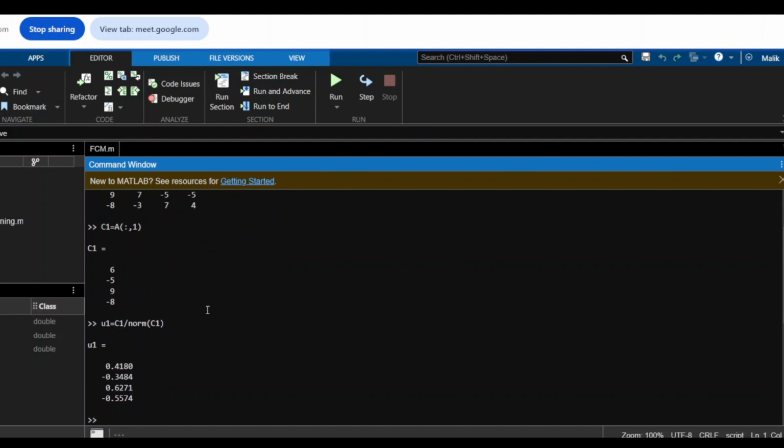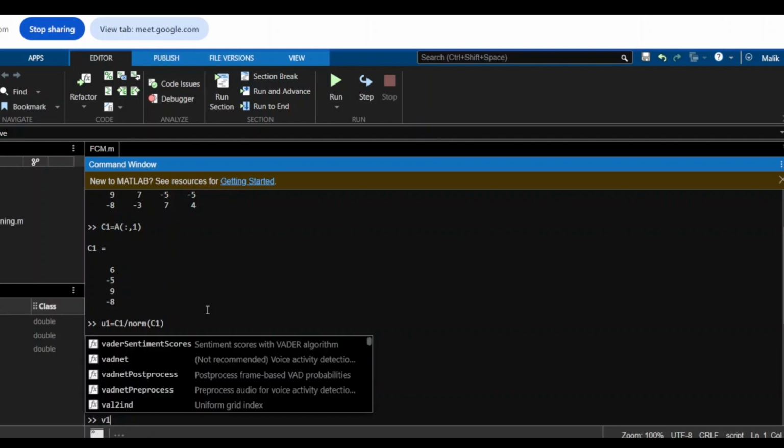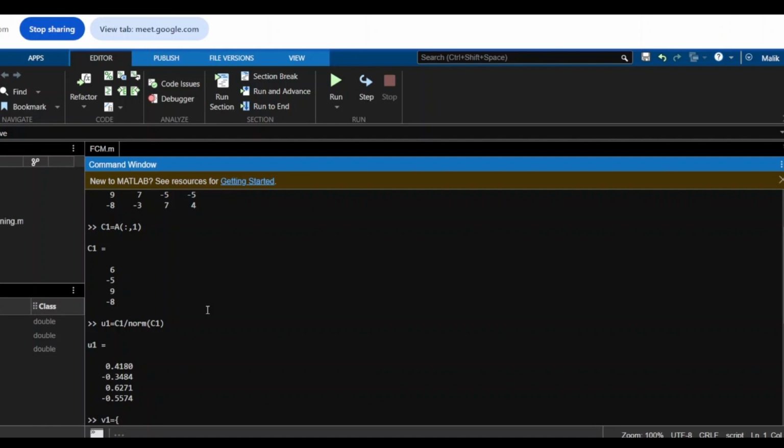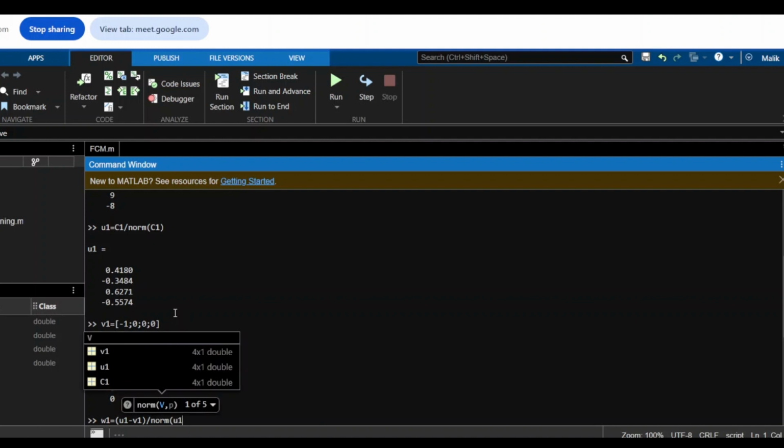What is our next step? We will write V1. V1 we have to write on our own, minus only. V1 will be minus 1, 0, 0, 0. Now what we write next is W1. So W1 will be U1 minus V1 upon norm of U1 minus V1.